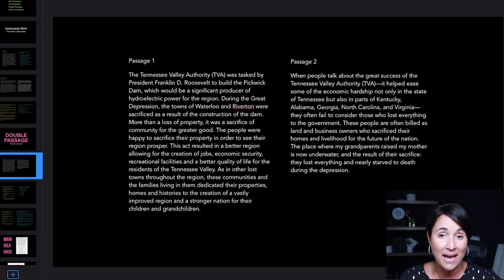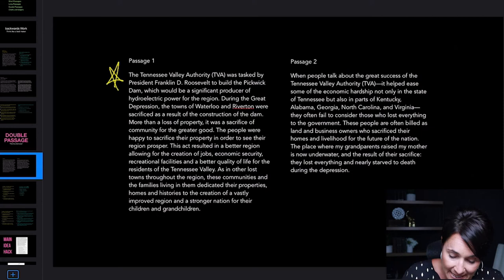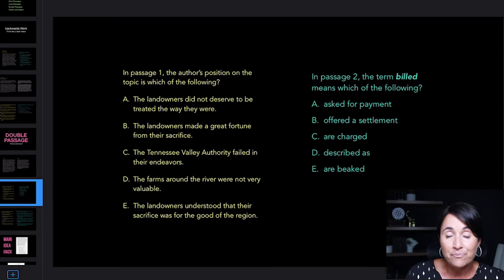And what do little kids do? When you give them a reading passage, where do they start? They start up here, they read all of passage one, then they read all of passage two, and then when they get to the questions, the test makers will trick you and they'll put all of passage one questions towards the end of the questions, like numbers 8, 9, and 10.